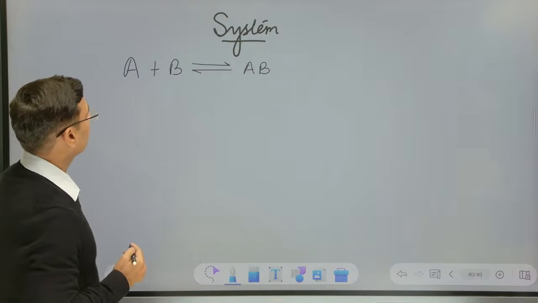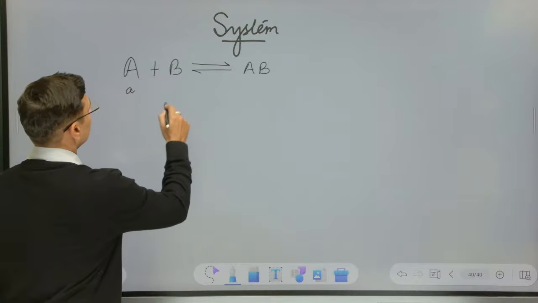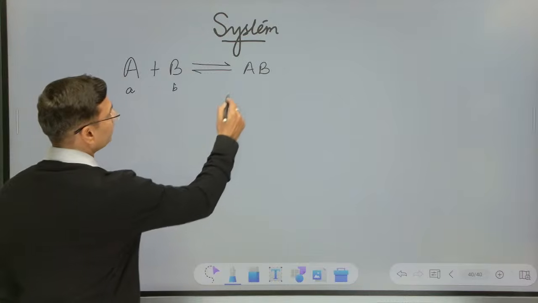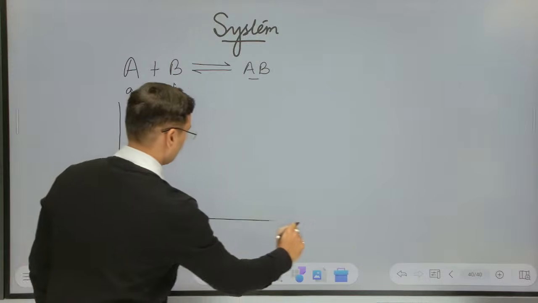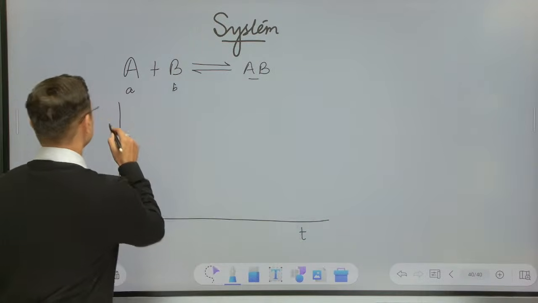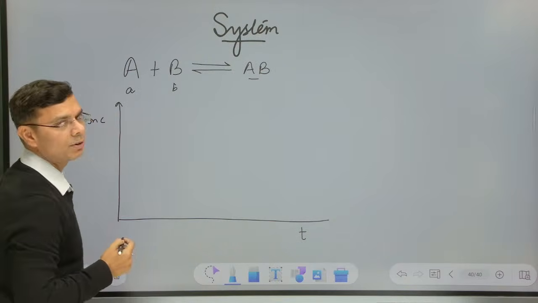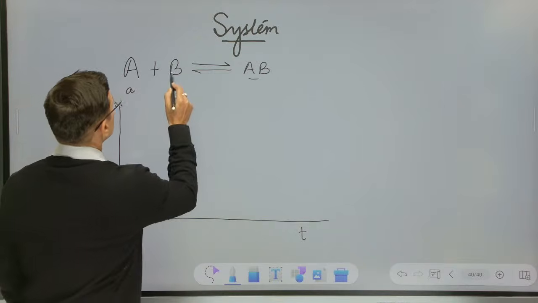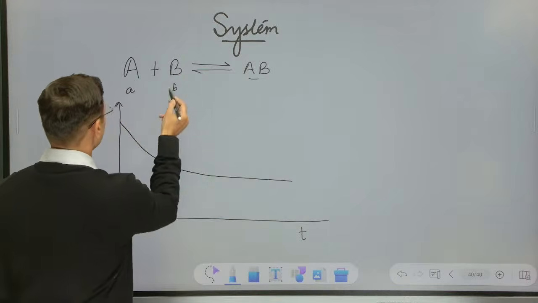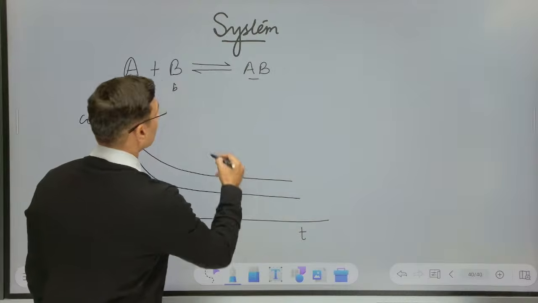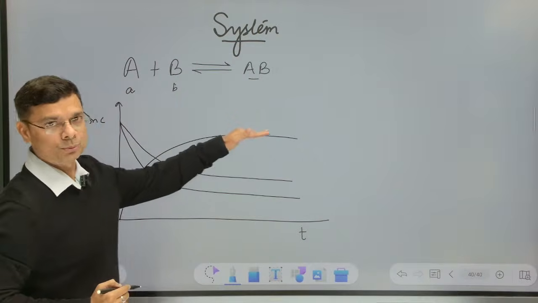So what is happening in this process? Concentration of A is changing. Initially, let's say its concentration is A, the initial concentration of B is B, and the concentration of AB is gradually rising. If we plot a graph, this is the time axis and we take the concentrations here. What we understand from our high school basics is that the concentration of A will gradually go down. Concentration of B will also gradually go down, and concentration of AB will gradually take up some value.